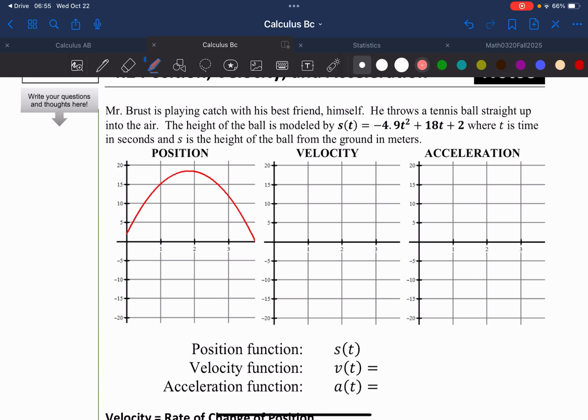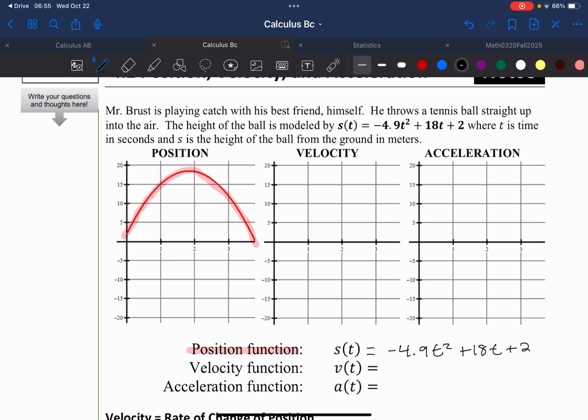Our position function: he throws the ball, it goes up, and then eventually the ball comes back down. That position function is modeled by s of t, which they gave us in the beginning as negative 4.9t squared plus 18t plus 2. Okay, the velocity function is the derivative of the position function. So for the velocity, since we know that it's the derivative of the position function, I'm going to go ahead and take that derivative here.